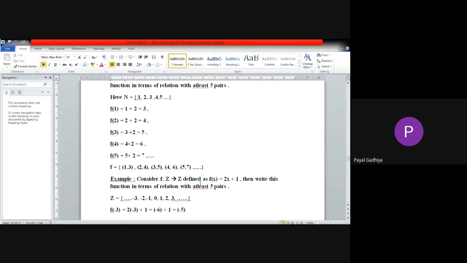Then this is the next function, f of x equals 2x plus 1. Now if I am taking 0 at the place of x, then f of 0 will be 1 because 0 into 2 will be 0 and plus 1 will be 1. So f of 0 will be 1. Then f of 1, I will put 1 over here. Then 1 into 2 will be 2 plus 1. So f of 1 will be 3.